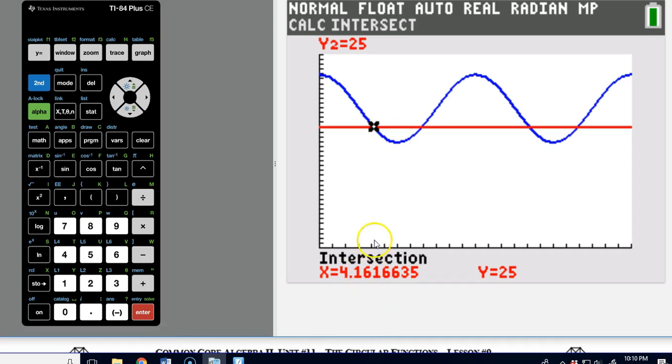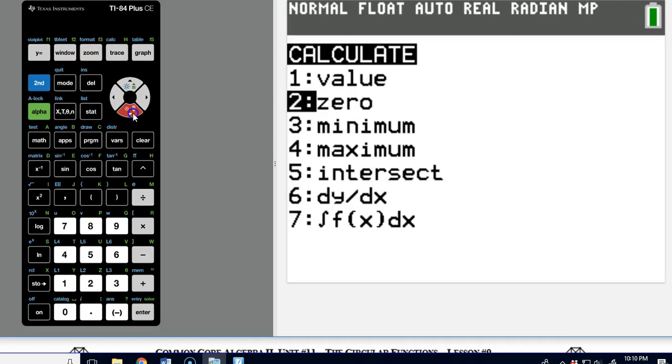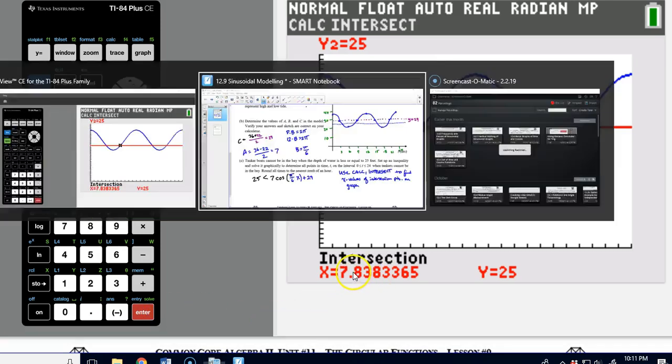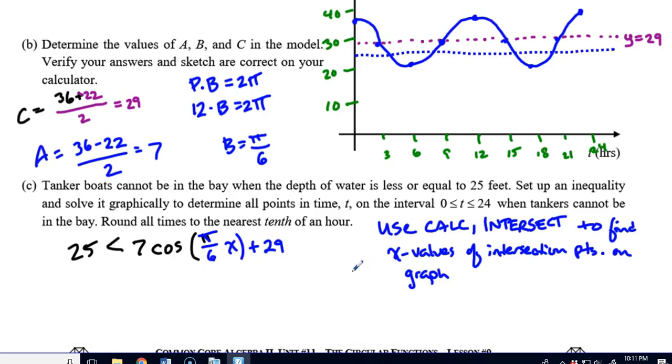Okay, continue that process, this time specifying a guess location that is a little closer to here. So one more time. Second, calc, intersect, first curve, enter, second curve, enter, guess, just move it over and be somewhat here. So 7.8. Again, I'm going to keep track of these places here.